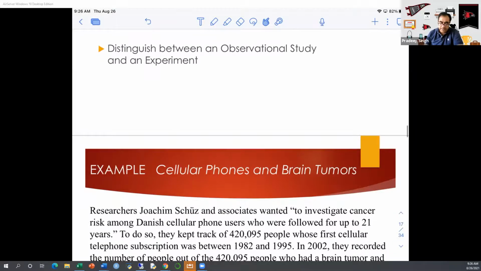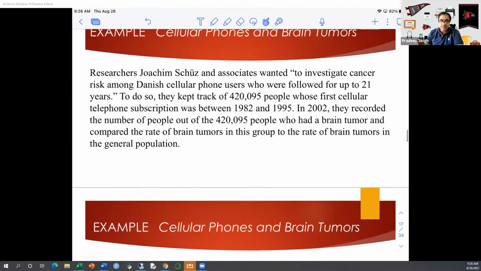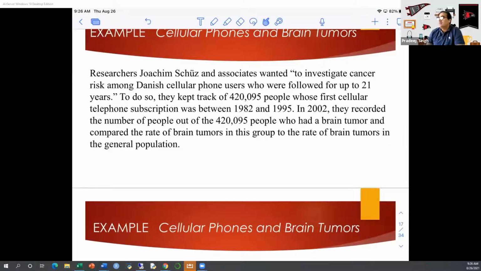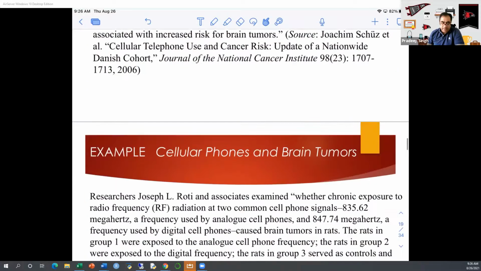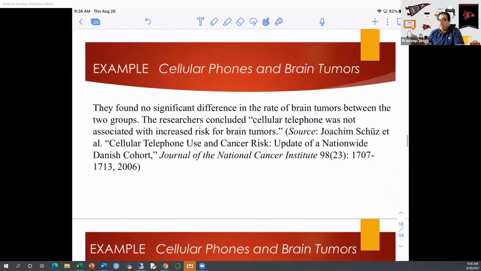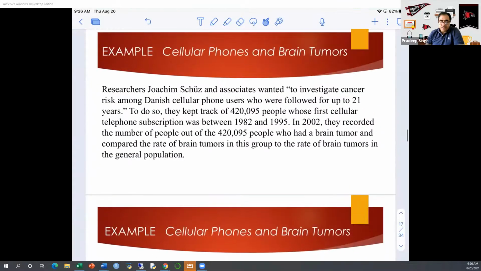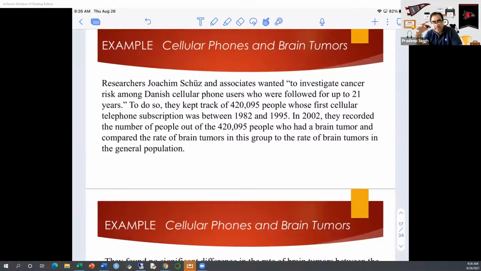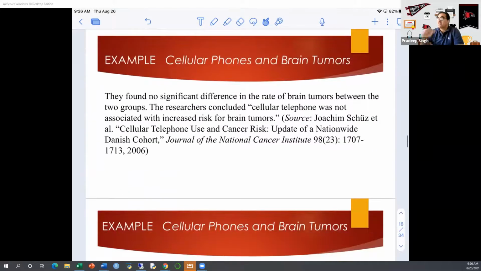So here the main difference is that if you look at this first example, right? You have 420,095 people who were tracked, and the number of people who had brain tumors. So they looked at that and came up with the decision. What this study did was simply observe the data. Those 420,095 people were observed, and from that observation, they came up with this statement, right?